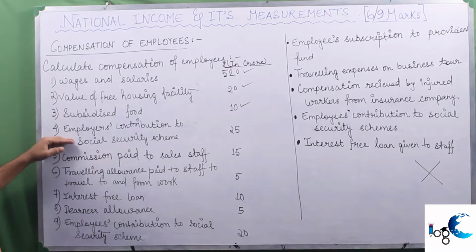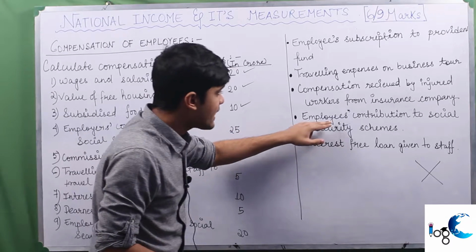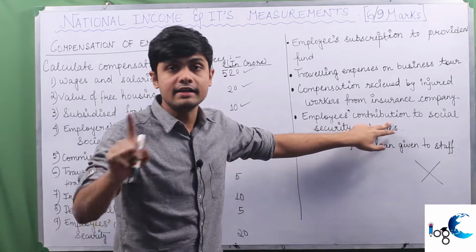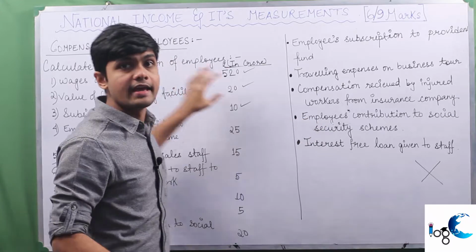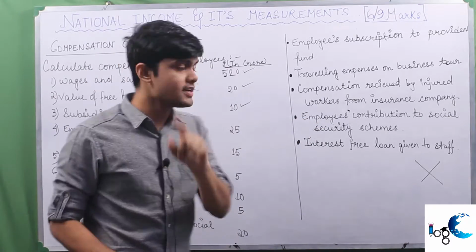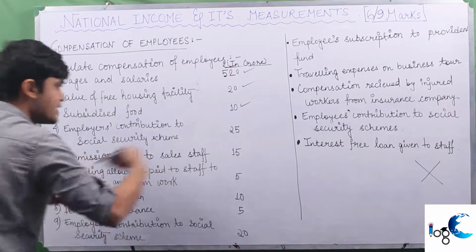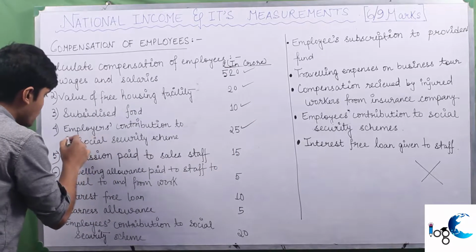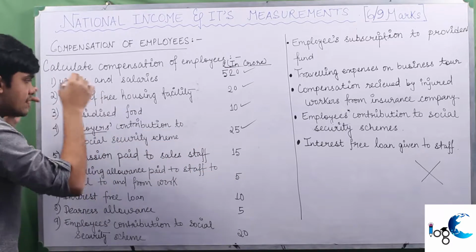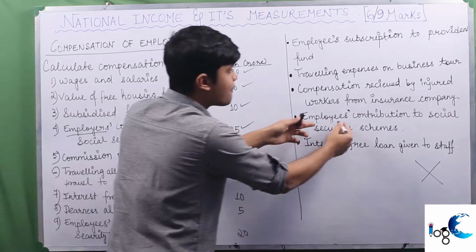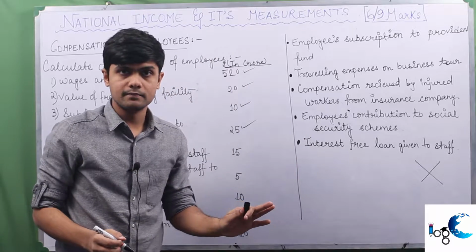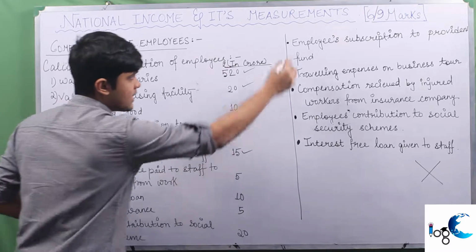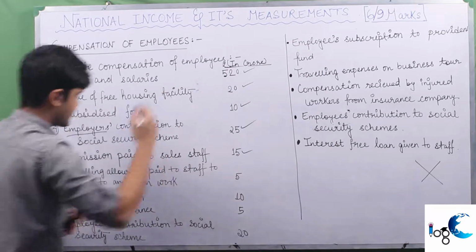Employer's contribution to social security scheme. Now look, we have here employees' contribution to social security scheme. Employees' contribution is not included in compensation of employees, whereas employer's contribution is included in calculation of compensation of employees. So anything related to employer's contribution is included, whereas employees' contribution is not included. Next, commission paid to sales staff is included.